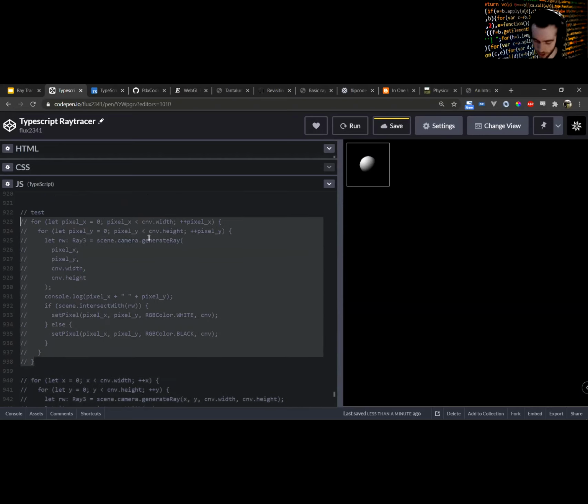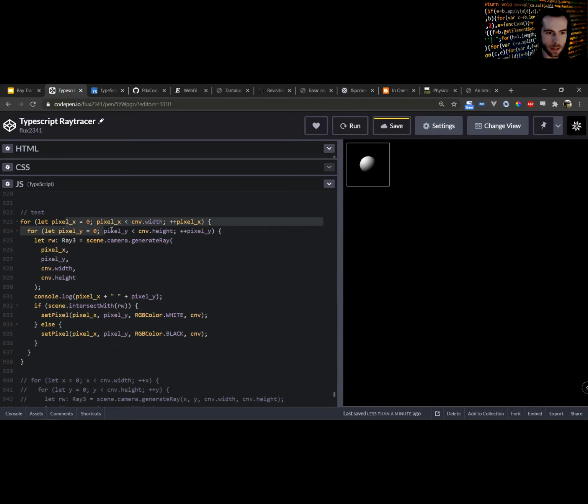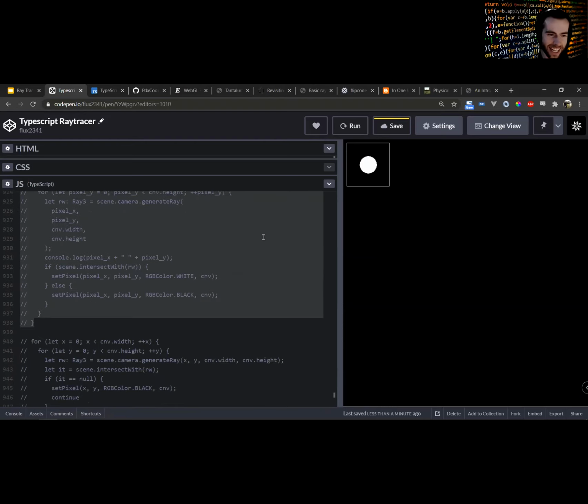This is good for just checking if you can properly intersect with an object in the scene, right? We loop over the XY values of the pixels, and then we generate a ray at that pixel using the camera, and then we check if it intersects, and if it does, we set it to white, and if it doesn't, we set it to black. So if I run that, it should be a white sphere. Yeah, so you can see we actually intersected the sphere.